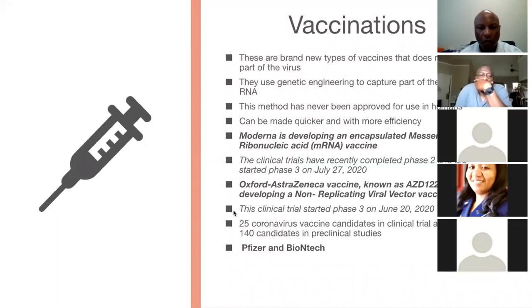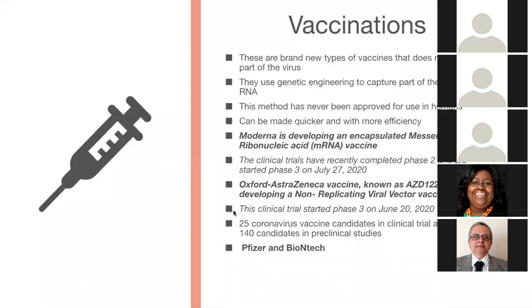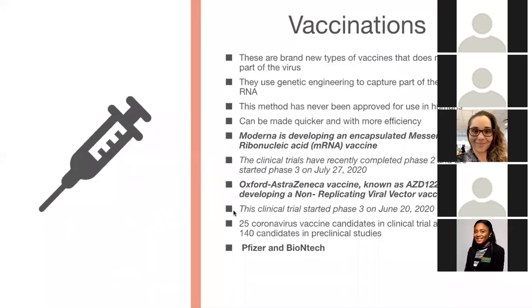Unlike a live vaccine, this new type of vaccine can be made quicker and with more efficiency. Although this method may seem effective, we cannot determine how safe it is because it has never been approved for use in humans. Moderna is developing a mRNA vaccine. Their clinical trial starts on July 27th.